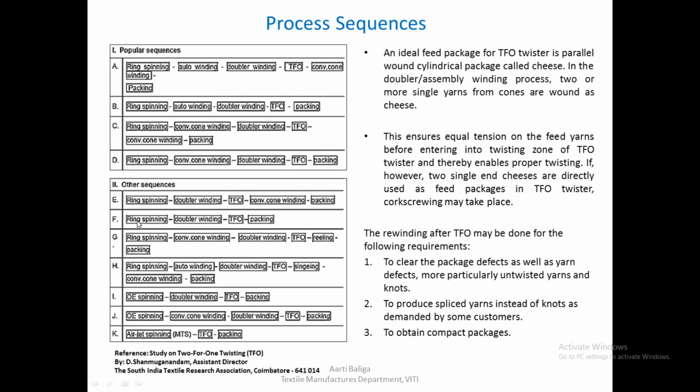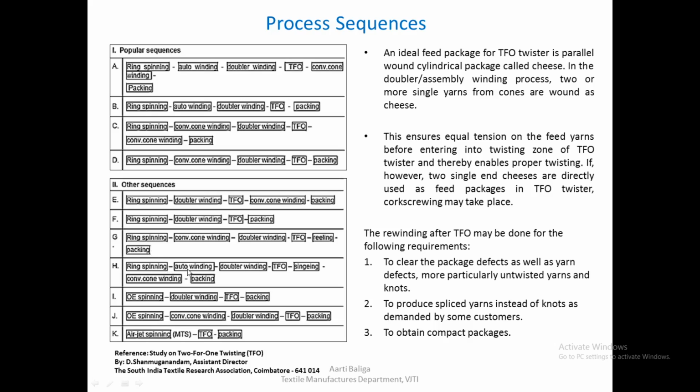So this could be another passage where you do not have auto winding or any kind of making the bigger package before having an assembly wound package. Another passage could be ring spinning, doubler winding, TFO, and packaging, where you do not have cone winding later on to remove the faults. Another passage could be ring spinning, conventional cone winding, then doubler winding, TFO, and reeling, where we do not go for packaging, but a large package or a cheese or a cone, and reeling is done and directly packed.